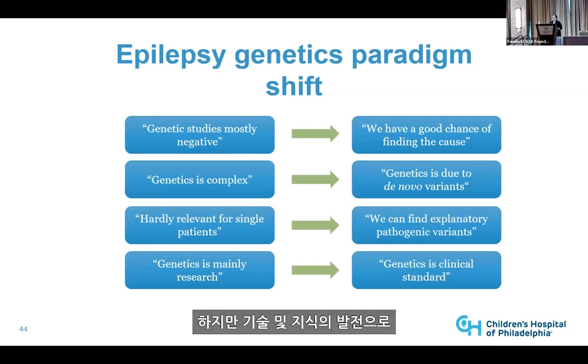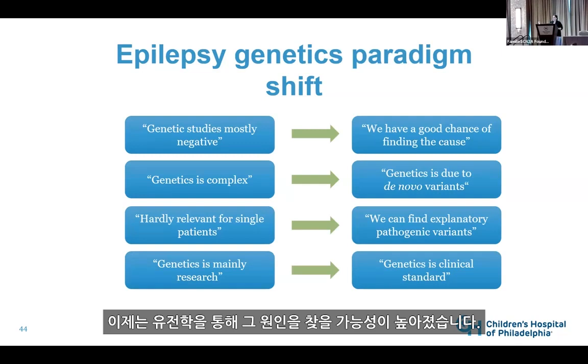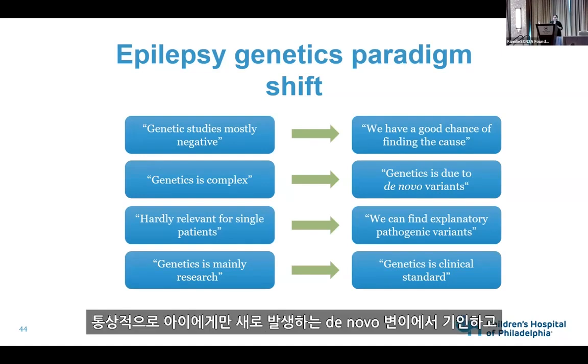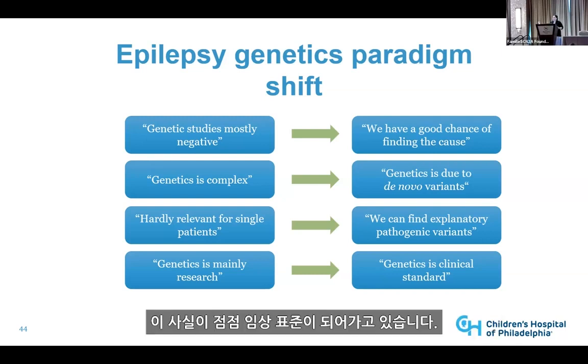But now, with advances in technology and knowledge, we actually do know that we have a very good chance of finding the cause through genetics. Typically, these are changes that are new in a child, or de novo. And it's becoming more and more the clinical standard.